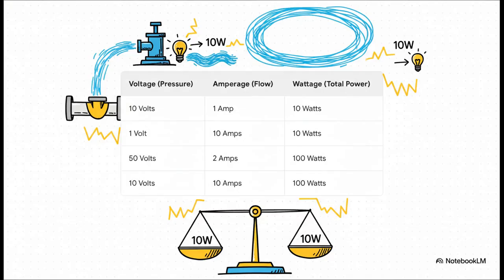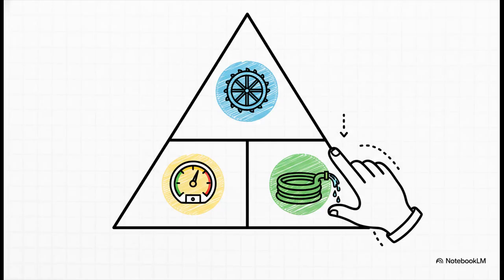Okay, and here's where it gets really cool. Check this out. You can get 10 watts of power with high pressure and just a trickle of flow. That's 10 volts and 1 amp. Or you can get the exact same 10 watts of power with super low pressure but a whole lot of flow, 1 volt and 10 amps. See how they're interchangeable? This trade-off is what makes the whole power grid possible. They use incredibly high voltage so they can move massive amounts of power with very low amps, which means much less heat and wasted energy. And the best part?